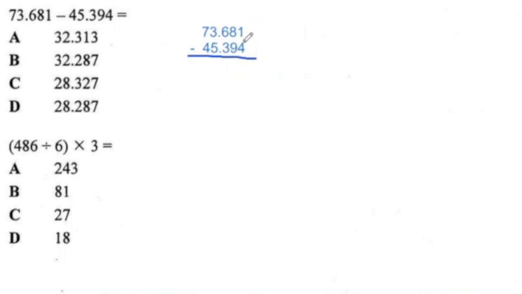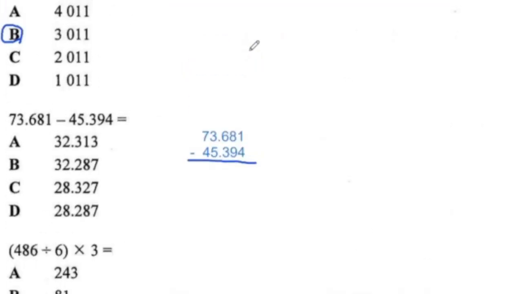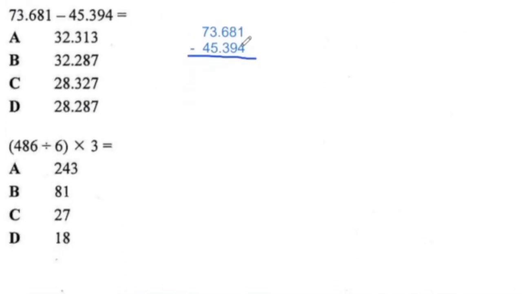So we're going to do the same thing we did in the previous videos. You can see 1 is smaller than 4, so we can't take 4 away from 1. So what we're going to do is we borrow 1 from 8, then we remain with 7. Then we bring it here, it becomes 11. So 11 minus 4 will give us 7.